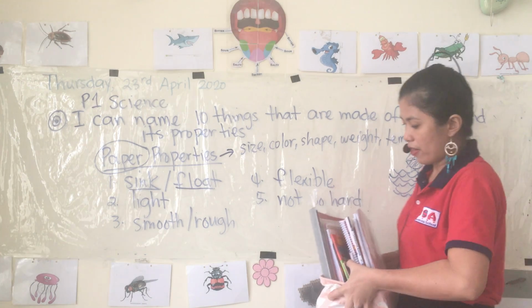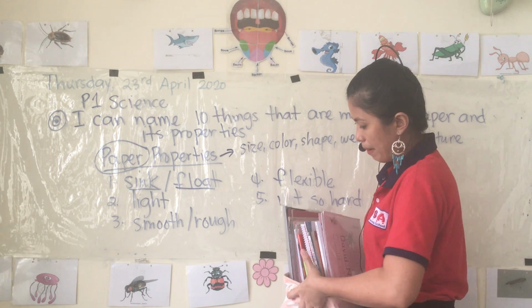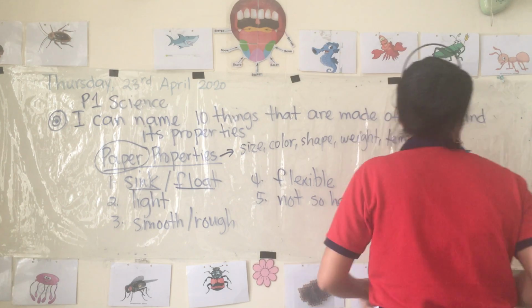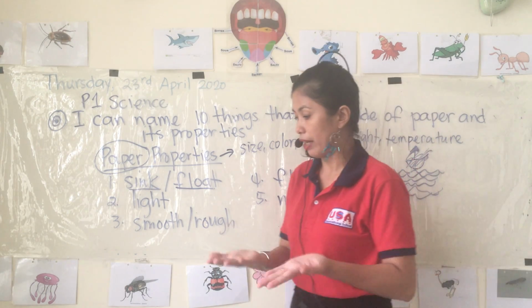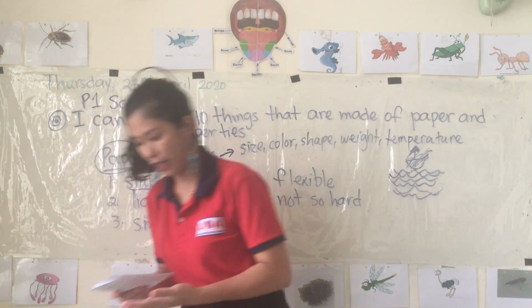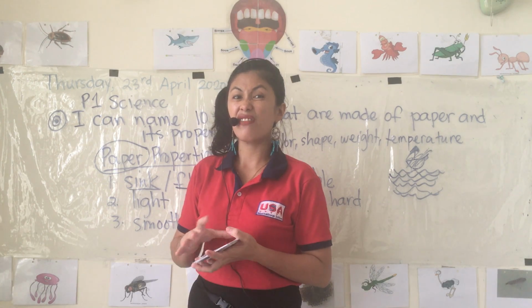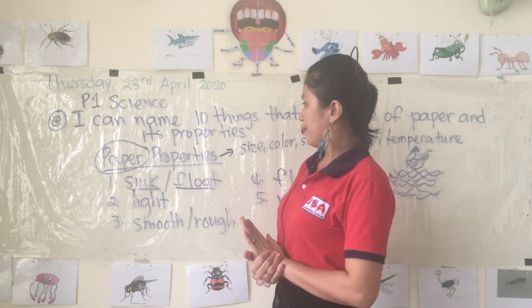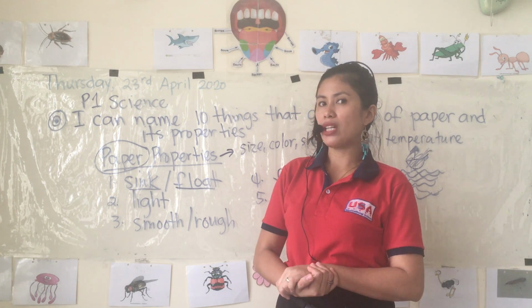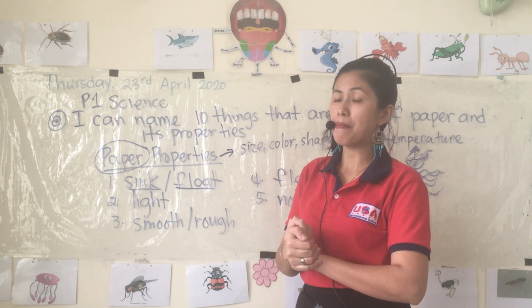So most of the stuff here is made of paper, right? But if you are carrying a big amount of it, then it's gonna be heavy. But if you just hold it like this, it's very light. It's not heavy. What else? What other properties when you describe a paper?